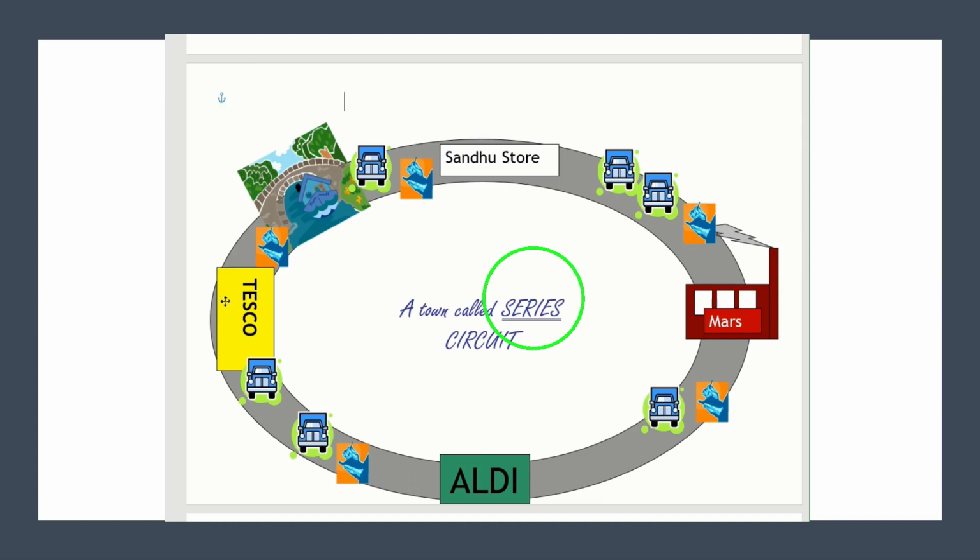Another thing to notice is that I've changed the name of my town, because when it got built up like this and we built the factory and the 3 stores, we called it a series circuit. Why did we call it a town called series circuit? Because if you look, there is only one path. If I click on this lorry, there is only one route for these lorries to take. The lorries cannot have a choice about the route that they take. They have to go one path. One path is a series circuit.